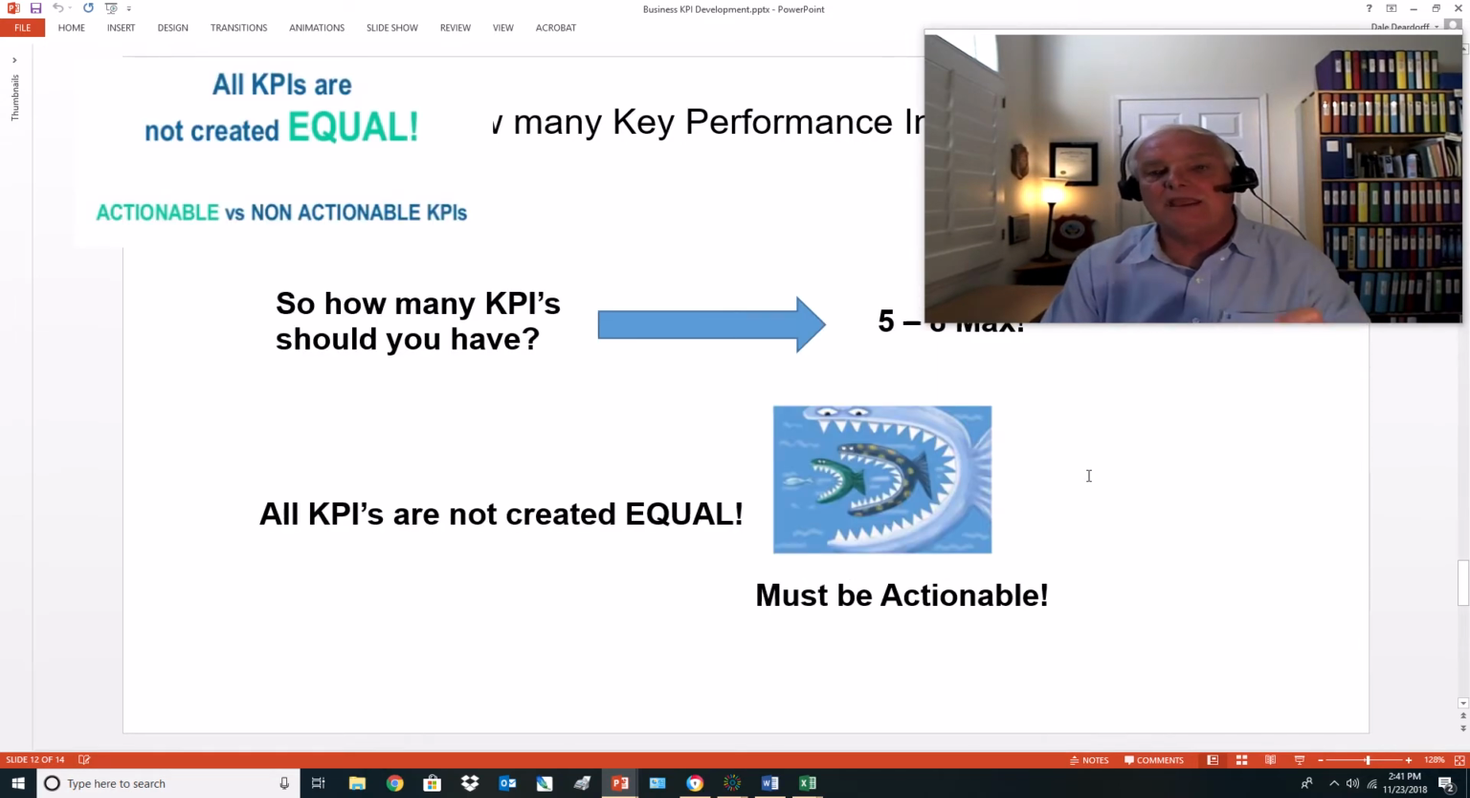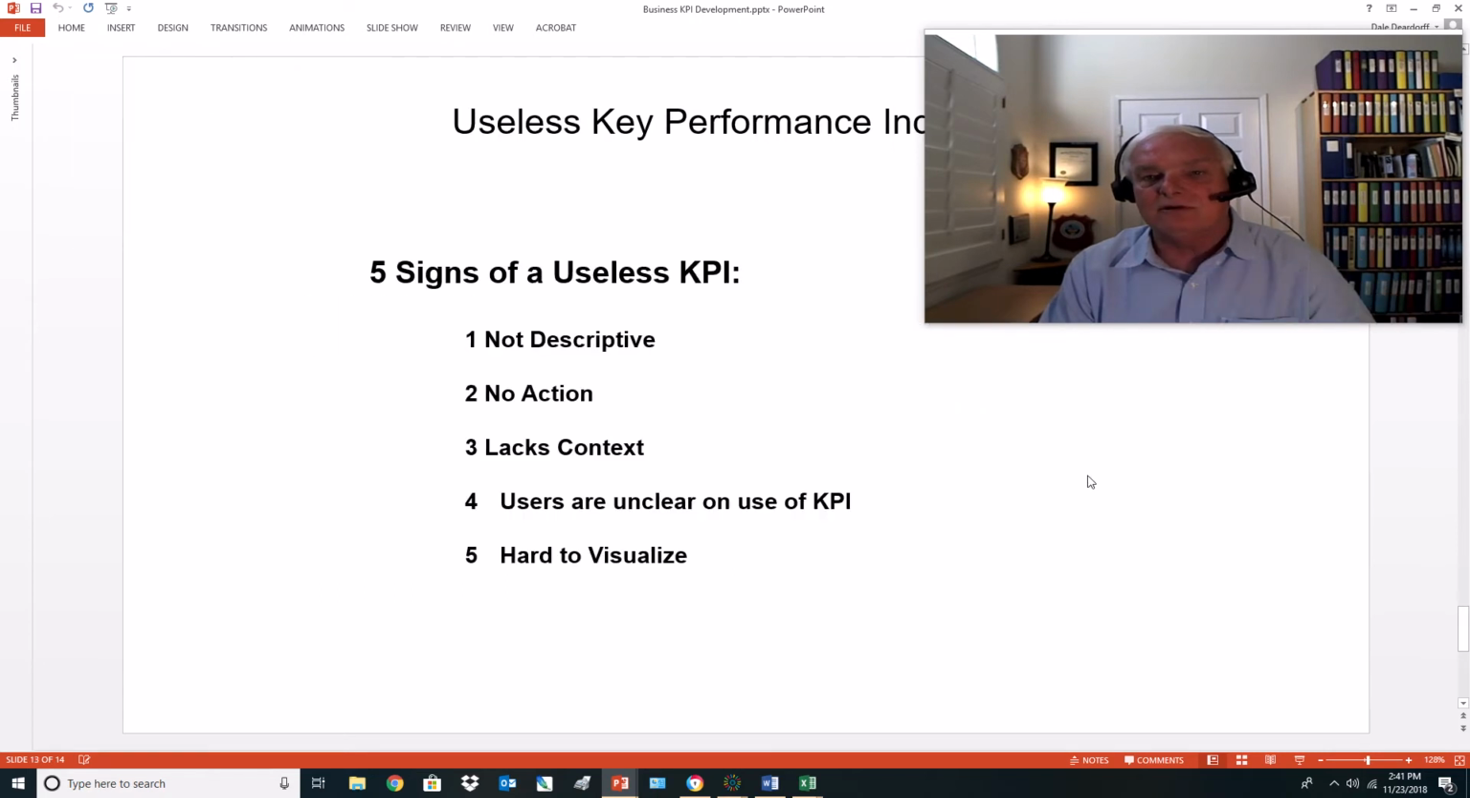Now, when you're putting a KPI together, there's a couple things that you want to know. One is, how many KPIs should you have? Never more than 5 to 8. And all KPIs are not equal. They must be actionable. And by actionable, I mean the 5 signs of a useless KPI are: 1, it's not descriptive; 2, there's no action; 3, it lacks context; 4, the users are unclear of why they're being measured against this, why use it; and the 5th one is that it's hard to visualize.